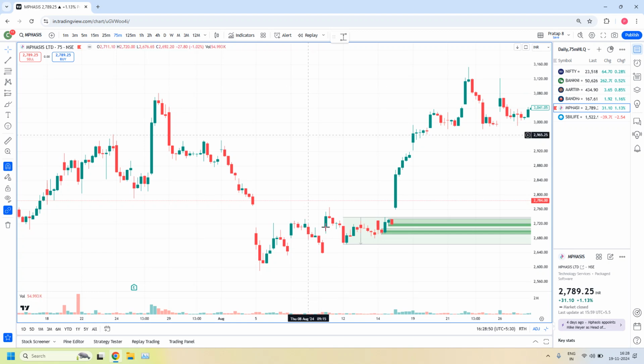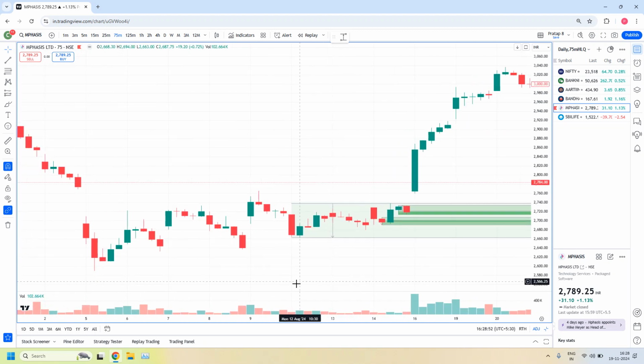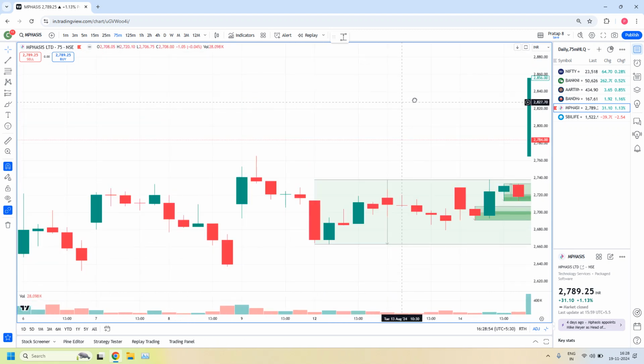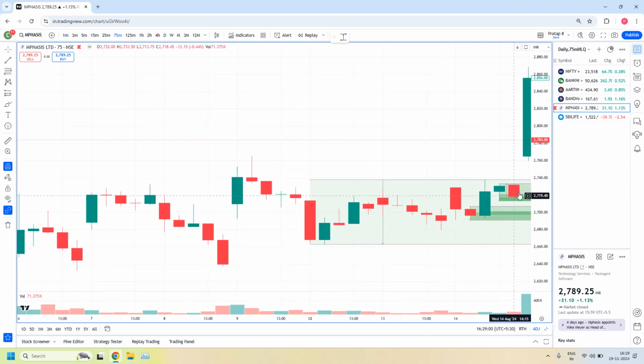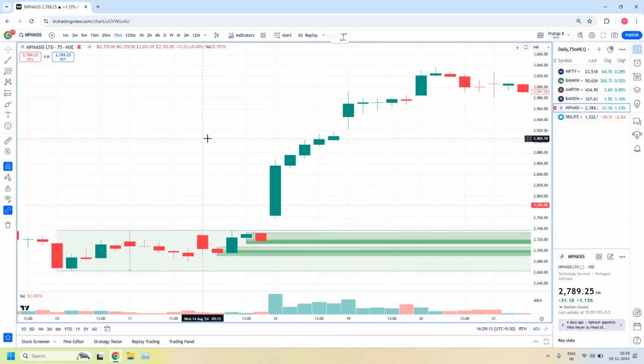Here you have a 75-minute zone. 2 75-minute zones are available here. The first one is a drop base rally, and the second one is a rally base rally, again with a hidden body, so it's a gap up. Drop base rally and rally base rally. So these 2 zones are available at the 75 minutes time frame. These 2 75-minute zones are again fine tuned with the 15 minutes time frame.